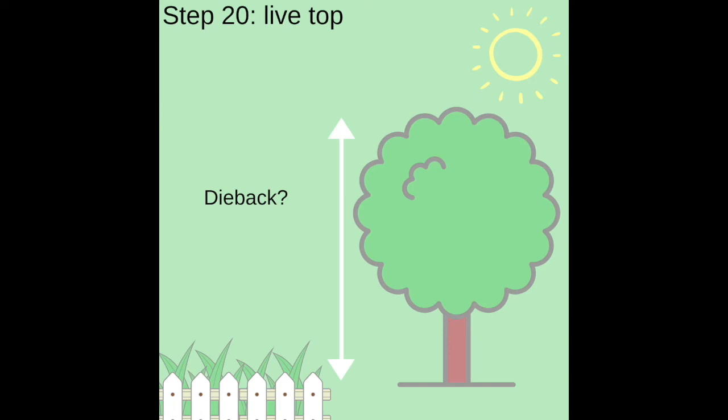Step 20 is the live top. If the tree is healthy and alive all the way to the top, then this measurement is the same as the total height. However, some trees may have what we call dieback at the top of the crown, where some of the branches and leaves are dead. If you can see dieback on your tree, then measure from the ground to the top of the live crown using Arboreal or estimation methods as above.